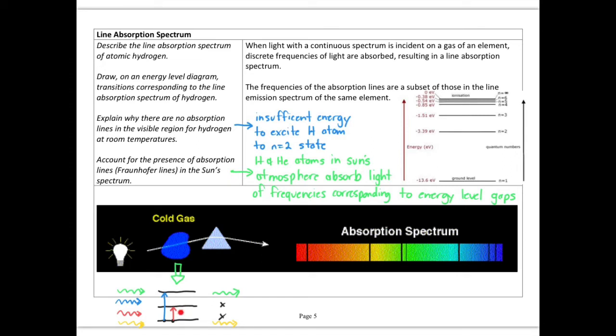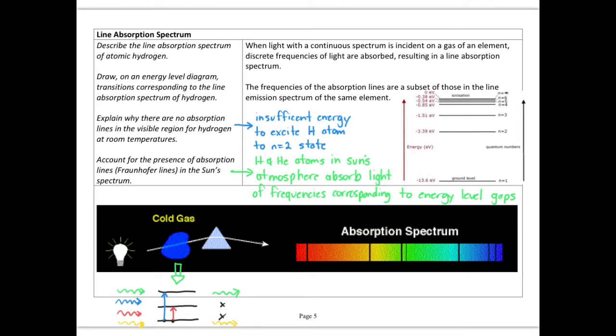Light can only be absorbed if it corresponds exactly to an energy level gap. The same as if you climb a ladder, you can only be on one rung or the next rung. You can't stand halfway in between a rung. Light that's halfway between a rung or halfway between an energy level can't be absorbed. It can only be absorbed if it corresponds to an energy level gap. So that is, if you like, what produces the absorption spectrum.